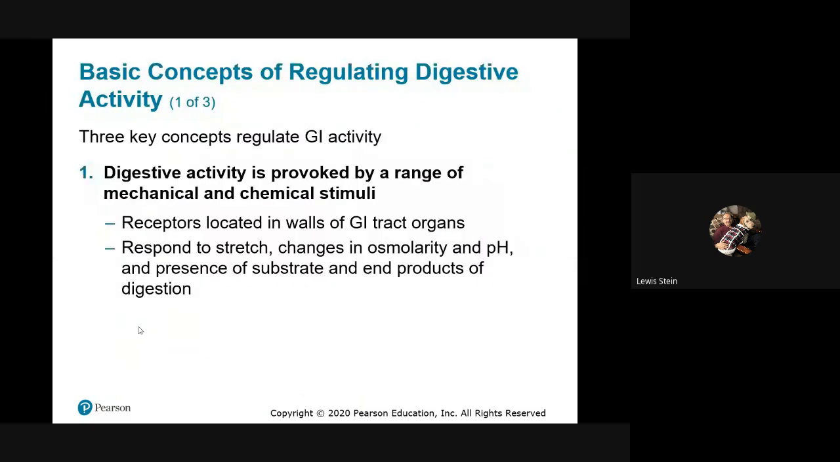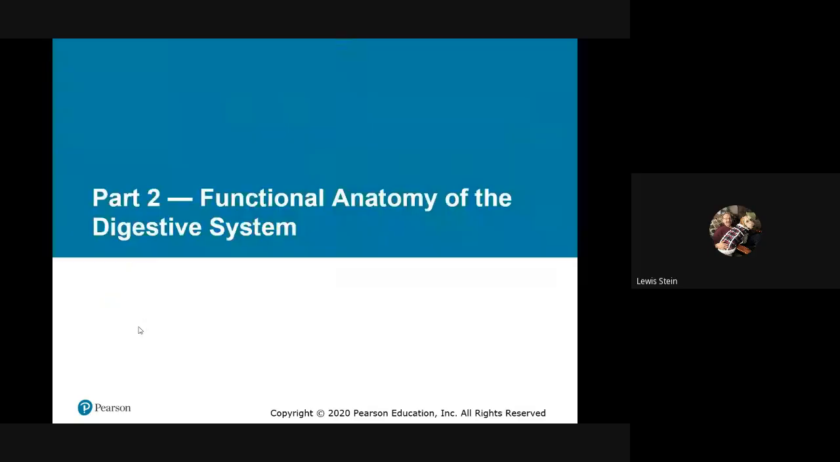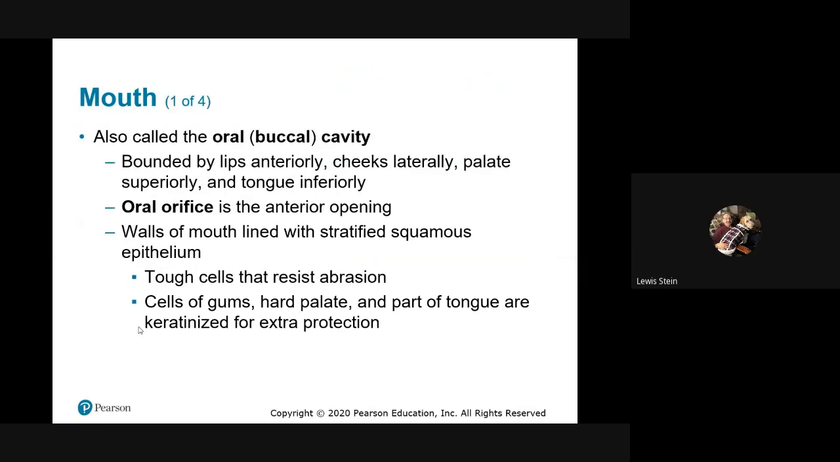I don't care about short and long reflexes or the stimuli or these various kinds of things, the different controls. Things that are important, we get to in the mouth. The mouth is the first place where we start to see digestion, the true physiology. It is twofold.